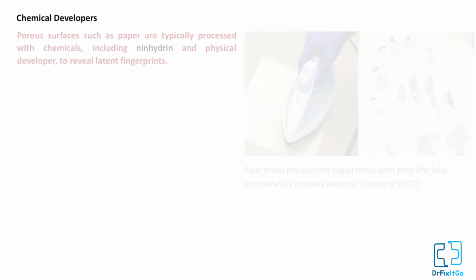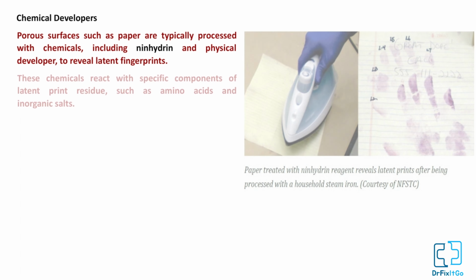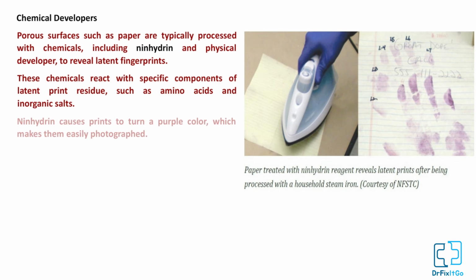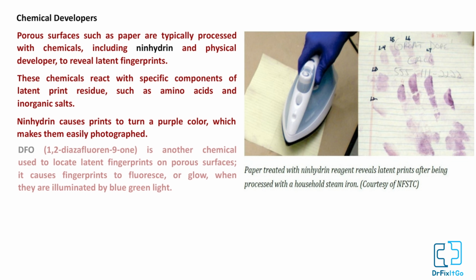Chemical developers. Porous surfaces such as paper are typically processed with chemicals, including ninhydrin and physical developer, to reveal latent fingerprints. These chemicals react with a specific component of latent print residue such as amino acids and inorganic salts. Ninhydrin causes prints to turn a purple color, which makes them easily photographed. DFO is another chemical used to locate latent fingerprints on porous surfaces. It causes fingerprints to fluoresce or glow when they are illuminated by blue-green light.